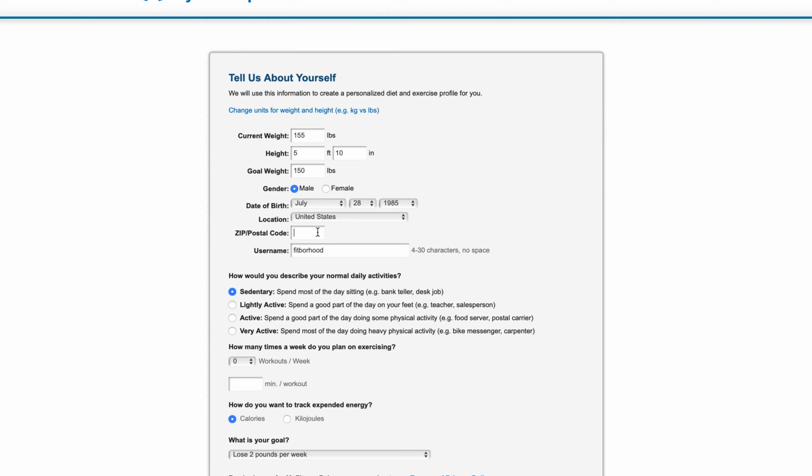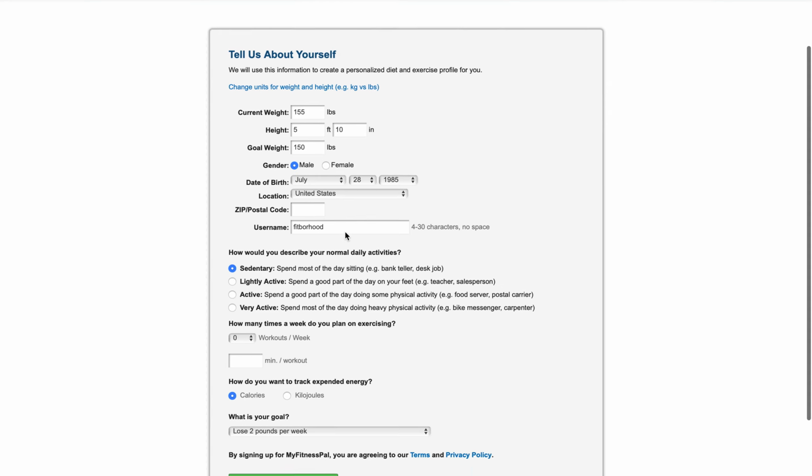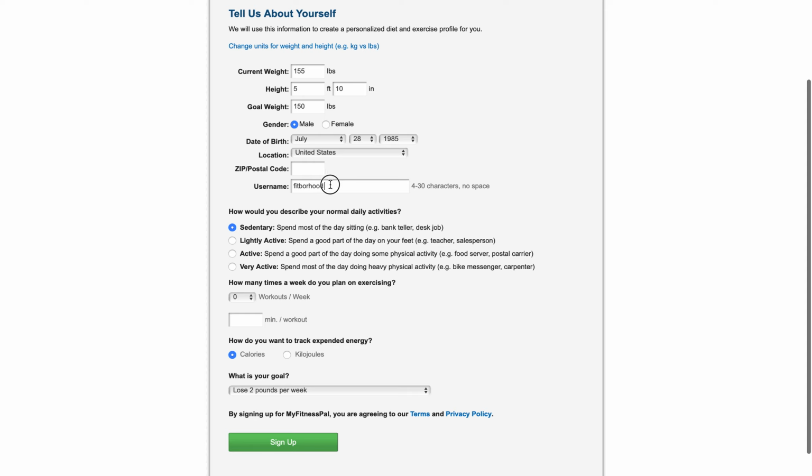Postal code most likely is optional, so I'm going to leave that blank. And then whatever you want your username to be, your name, gamer tag from Xbox or PlayStation or whatever, that's your choice. And then how would you describe your normal daily activities? So this, I have always found this to be a very tricky and confusing option to choose between. I think MyFitnessPal does a great job of having these examples.